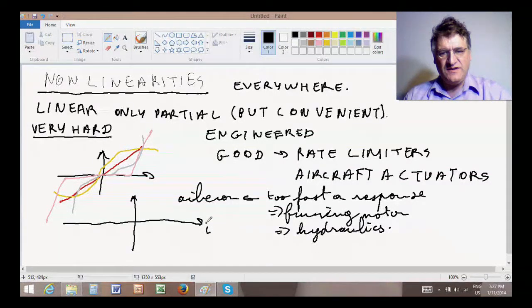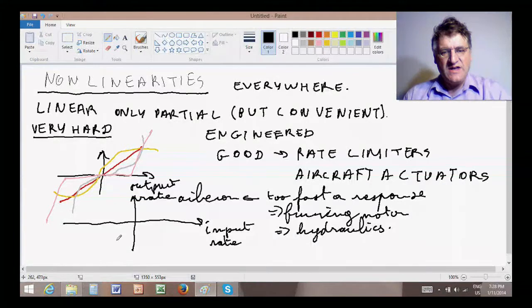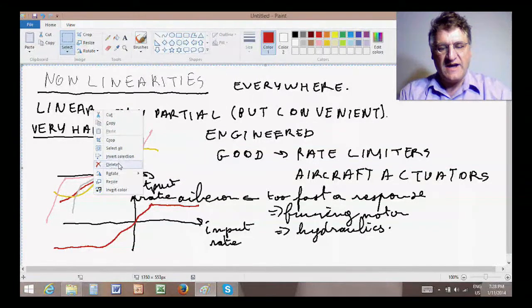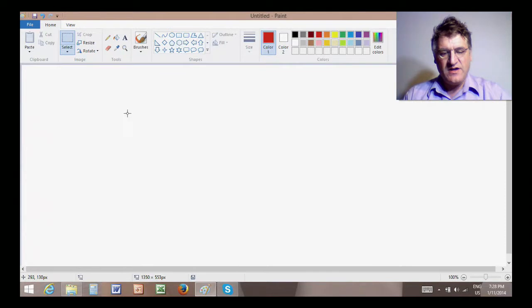If this is the input rate, that is the rate that's desired, and this is the output rate, then the response is as follows. For a good chunk of the range, the rate that is commanded, and then once we pass a certain threshold, then the response saturates. And you find that on virtually any aircraft. So this is only to tell you that nonlinearities are not things to fear, but things to learn how to deal with.